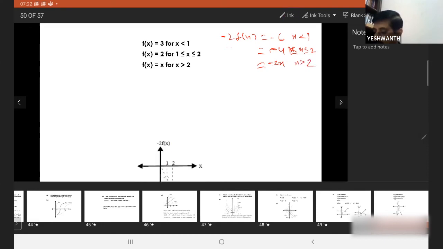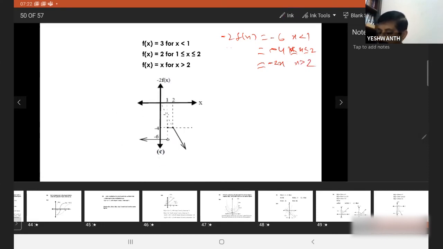So this is the sketch we need to do. You'll get it like this. You see minus 6 here, minus 6 here, minus 4 here, okay, and minus 2x means negative, so it will move down. Okay, so this is the graph. Please note it fast, quick.